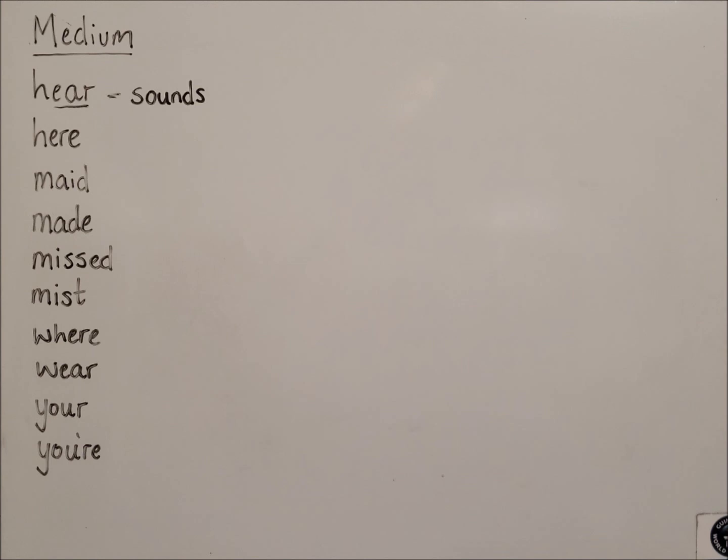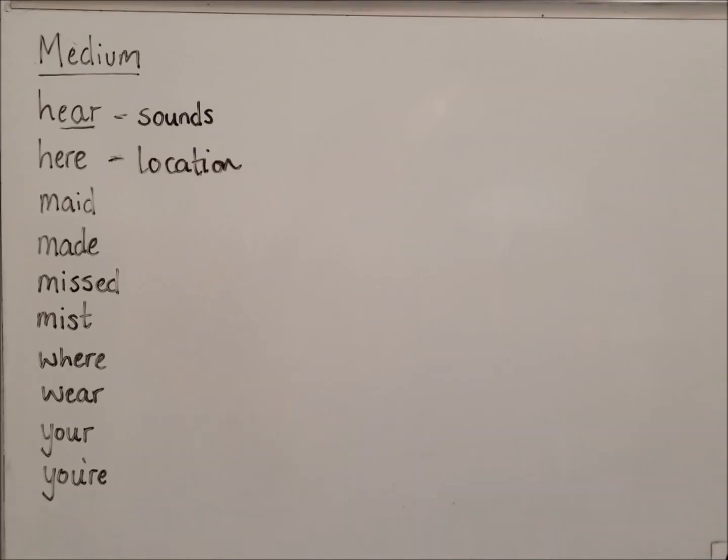So the first here is to do with sounds, and I've underlined the word ear, which is inside the word hear. So that's a way that I remember how to spell that type of hear, the sounds that you can hear with your ears. That's the way that we would spell it. The next here is a location. So the H-E-R-E is the location, where something is.